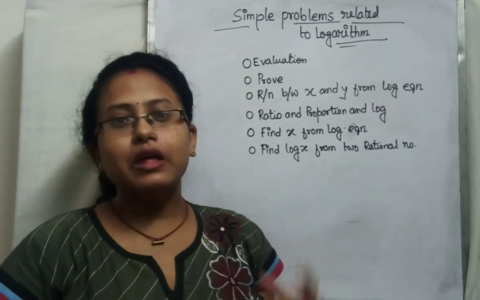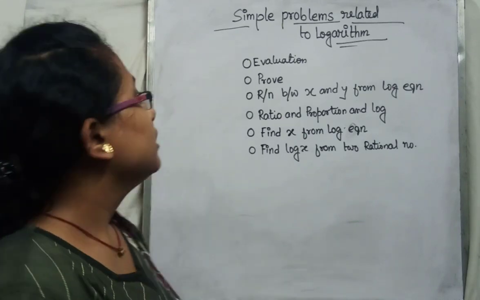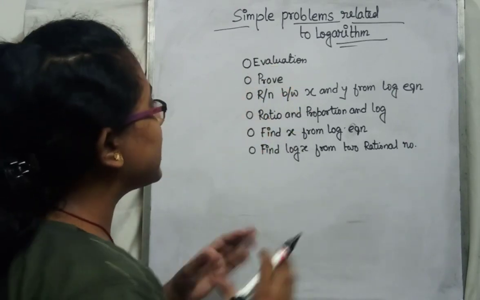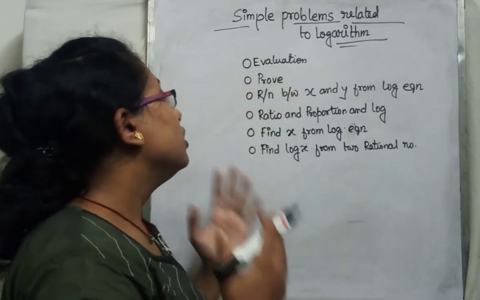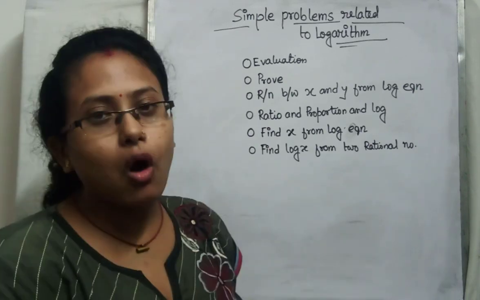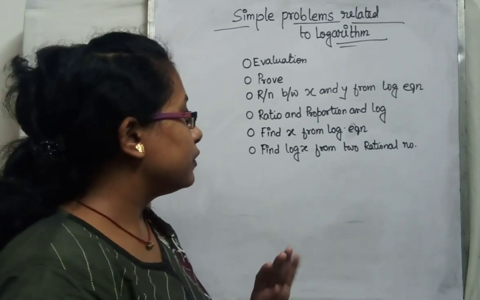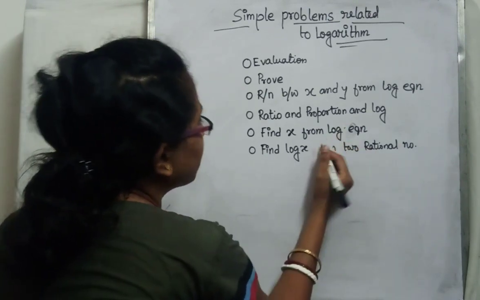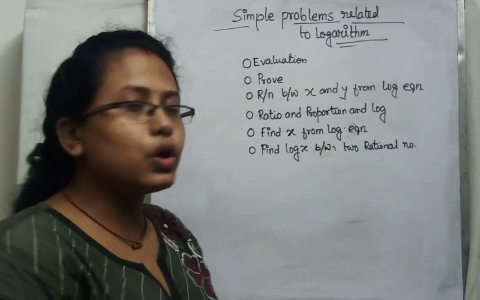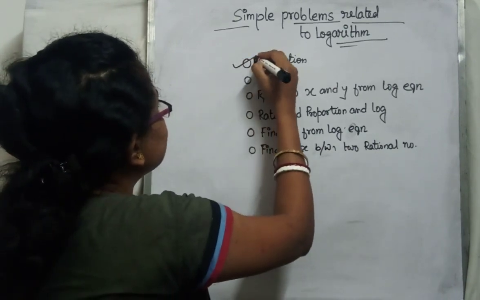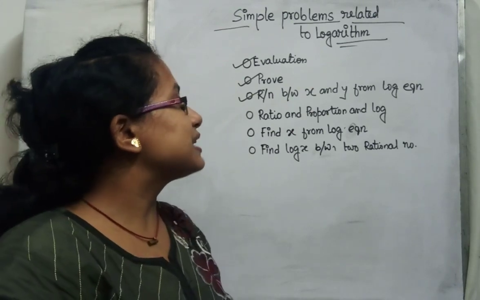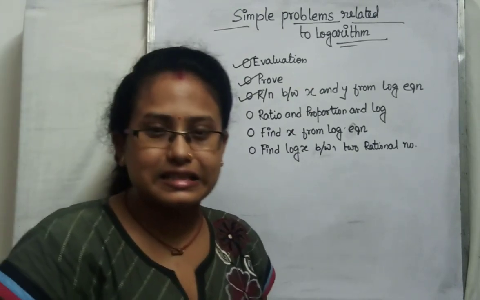I have listed some kinds of problems related to logarithm: evaluation, proof, relation between x and y from log equation, ratio and proportion and log, find x from log equation, find log x from two rational numbers between two rational numbers. But in this video we are discussing only three types of problem: evaluation, proof, relation between x and y from log equation. Let's start.